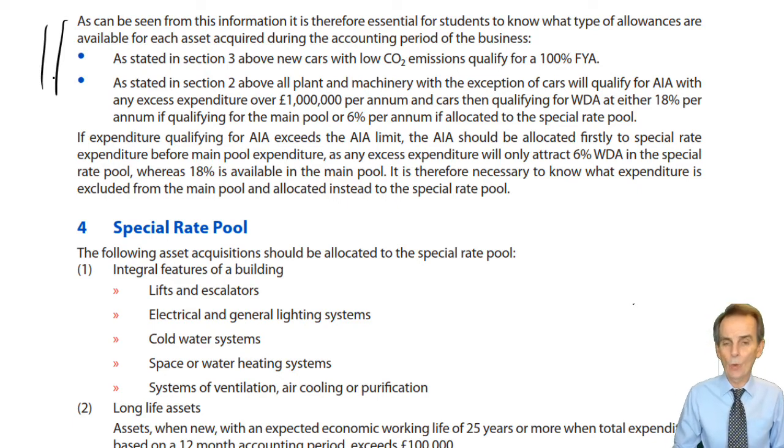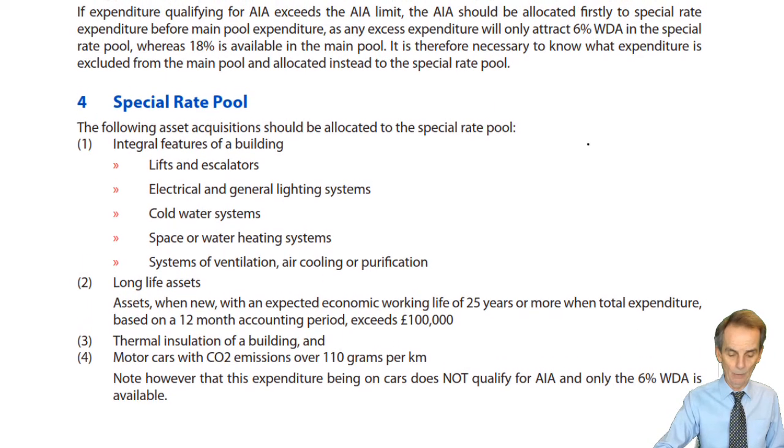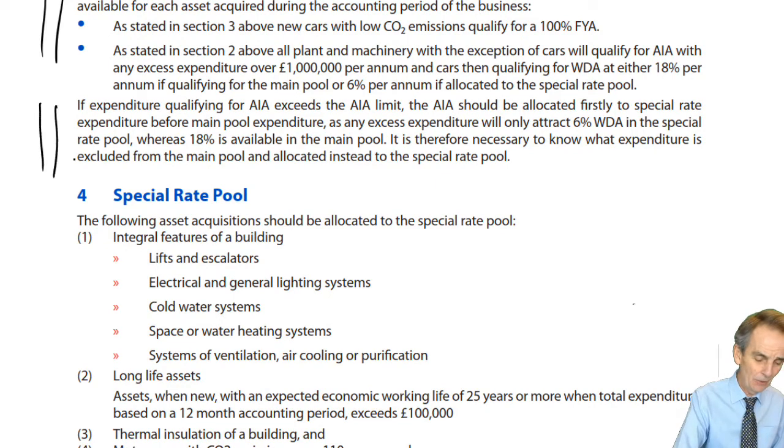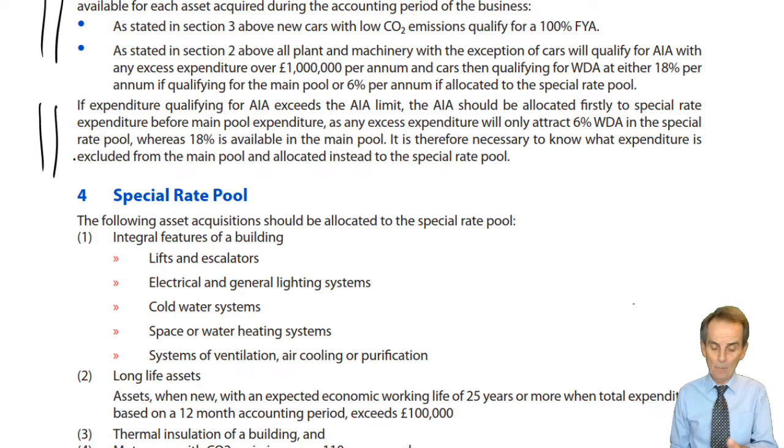What we were not aware of until towards the end of last session is what expenditure would fall out of the main pool and have to be allocated to the special rate pool instead. What we've also given you to do is to look at the items to be found within the special rate pool. And you've got this little note here, which, given that we've got such a high AIA limit now of £1 million, is probably not going to be an issue for the unincorporated trader that you see in any exam question. It could, however, still be brought into a company's corporate tax computation and capital allowance computation. So I'll make the point here.